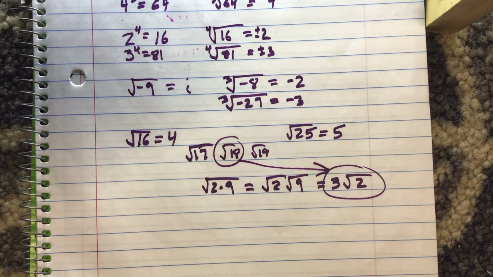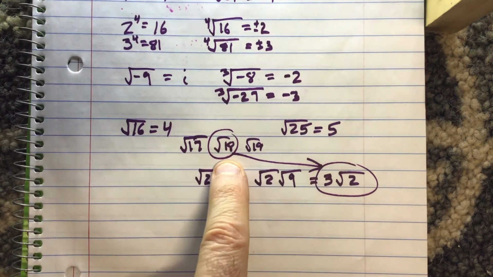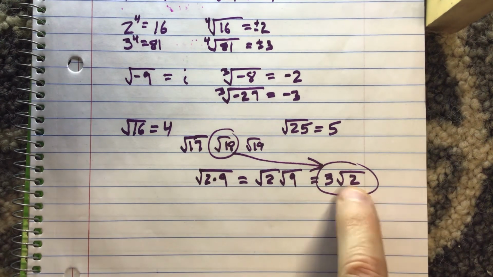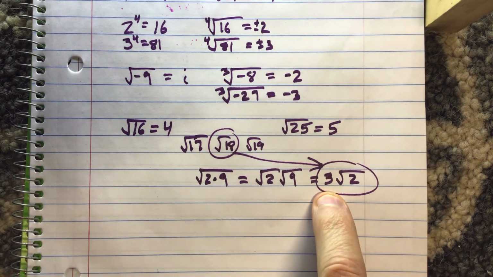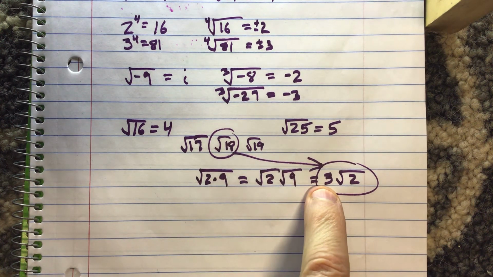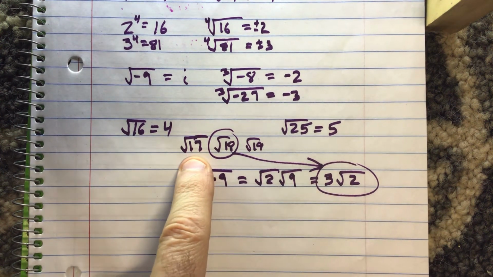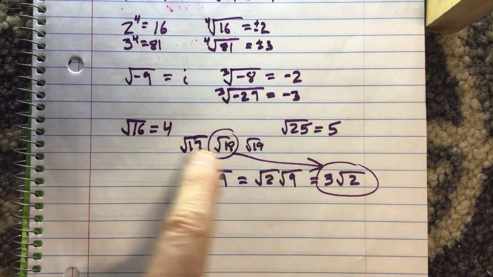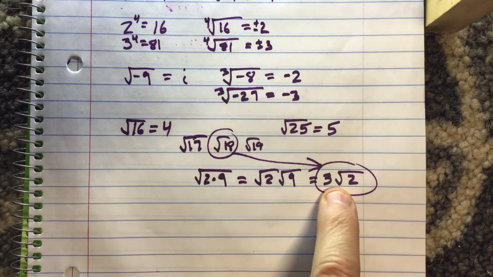You're not solving it. You're just saying that the square root of 18 is the same thing as 3 times the square root of 2. On a calculator, if you plugged in 18 and hit the square root, you'd get the same answer as if you plugged in 2, hit the square root, and then multiplied it by 3. So you're not solving it, you're just reducing it to a simpler form. Okay? So square root of 17, you can't do anything with it. It's not a perfect square. Square root of 16 is a perfect square. 18 can be broken down into smaller numbers.